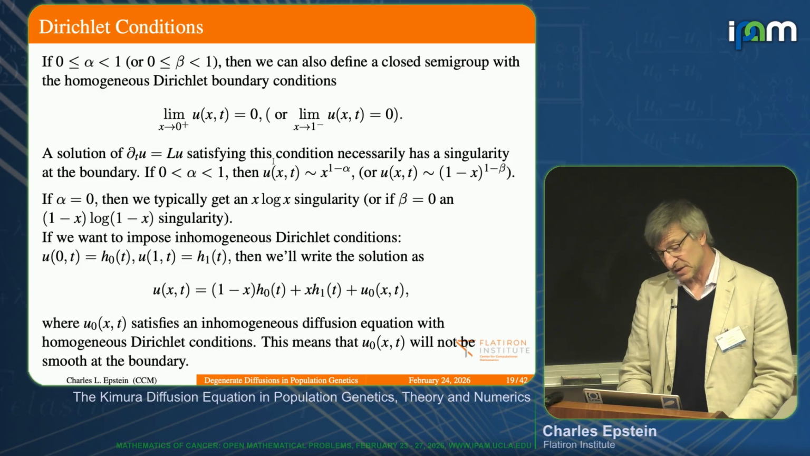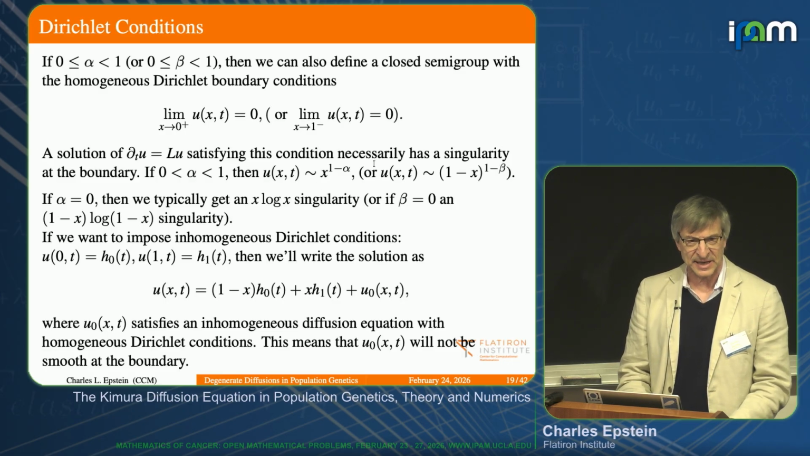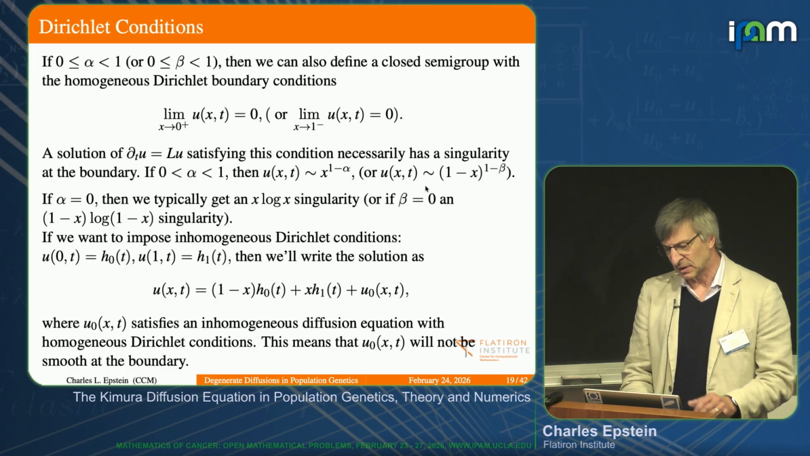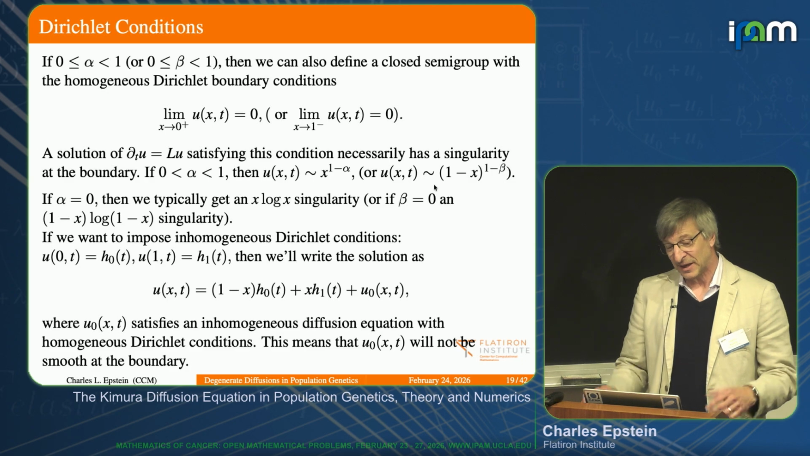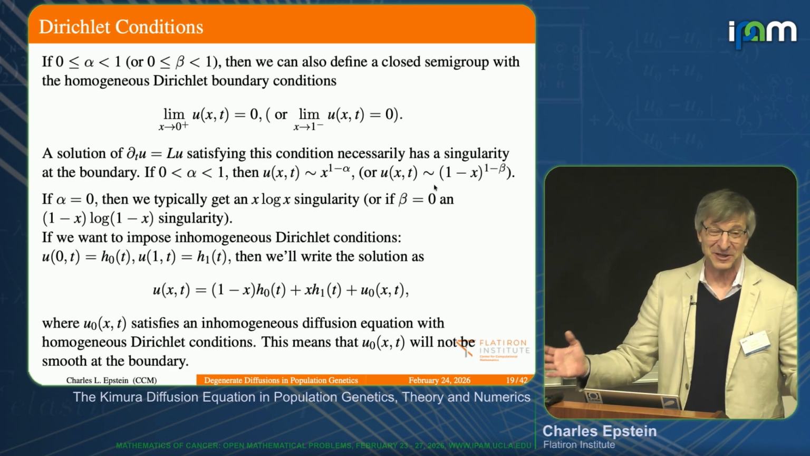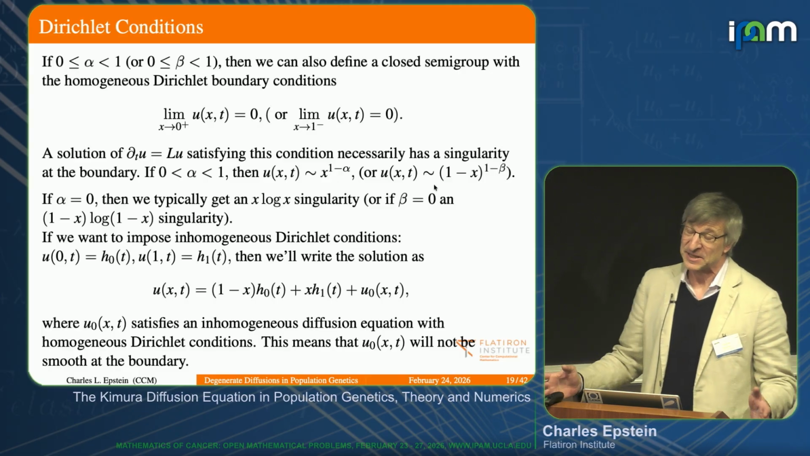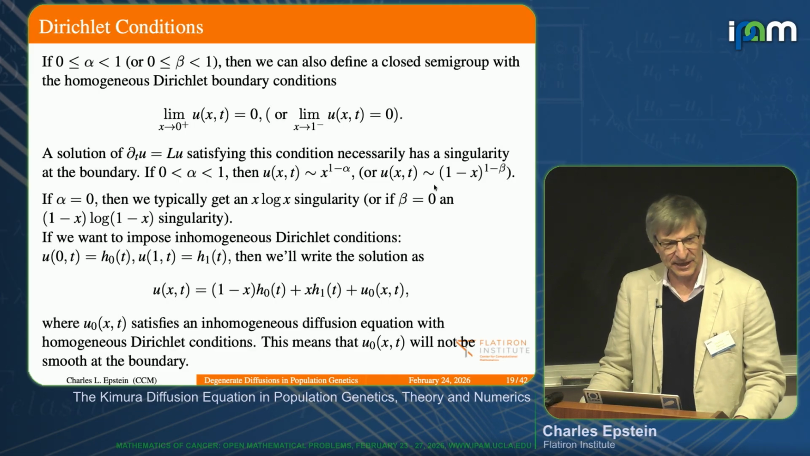Now, if you do this, and alpha is not 0, then the solution at 0 will automatically have a kind of singularity. It will behave like x to the 1 minus alpha. And similarly, at 1, it will behave like 1 minus x to the 1 minus beta. So again, it can't be the same solution, because I said the solution which is regular at the boundary is unique. So what happens is, if I specify 0 boundary conditions, then I end up with singularities at the boundary.